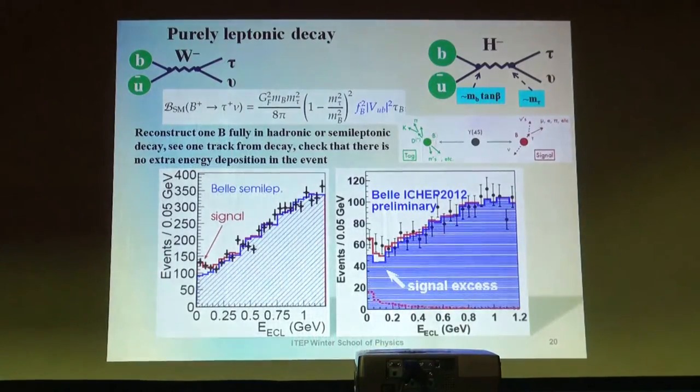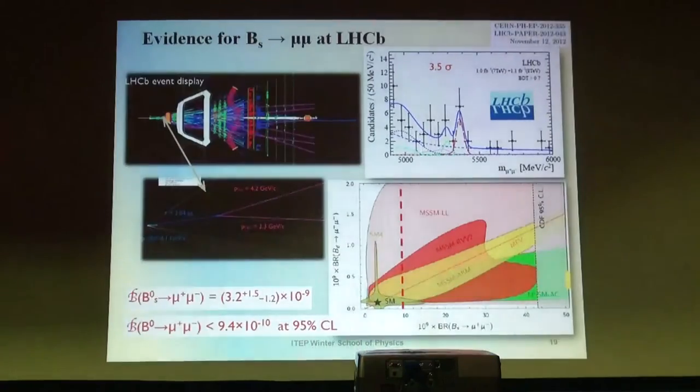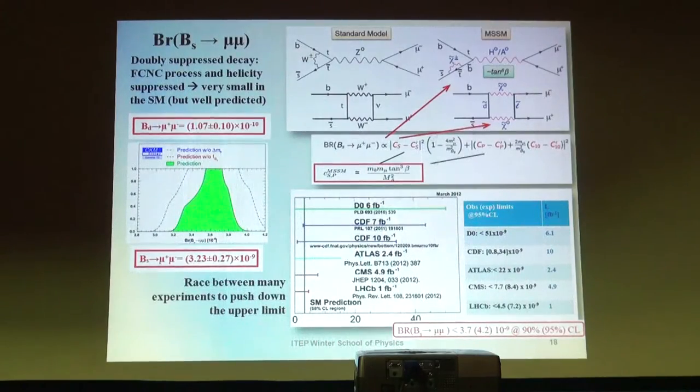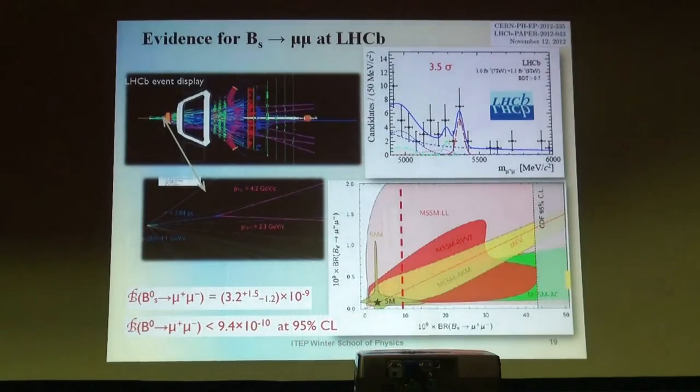Sorry, can you repeat again what the prediction is and what the measurement is? What is the prediction of the Standard Model and what is the measurement? The prediction of the Standard Model is exactly what they measured. So the Standard Model prediction is 3 times 10 to the minus 9, and this is what they measured. It is exactly what is predicted.